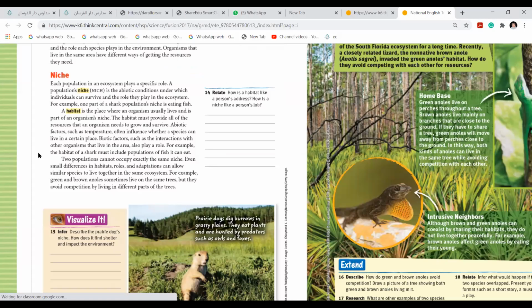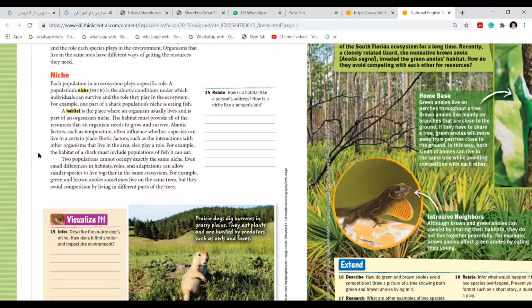So what is a niche? Every individual or population has a specific role. When I say niche, that means the abiotic conditions under which this individual can survive. For example, the niche of a polar bear: of course, it likes to live in snow, and its body is habituated to live in snow. So its niche is snow here.